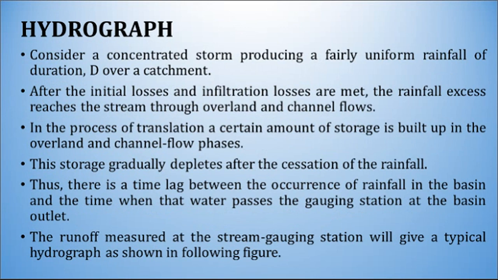Consider a concentrated storm producing a fairly uniform rainfall of duration D over a catchment. After the initial losses and infiltration losses are met, the rainfall excess reaches the stream through overland and channel flows. In the process of translation, a certain amount of storage is built up in the overland and channel flow phases. This storage gradually depletes after the cessation of the rainfall.